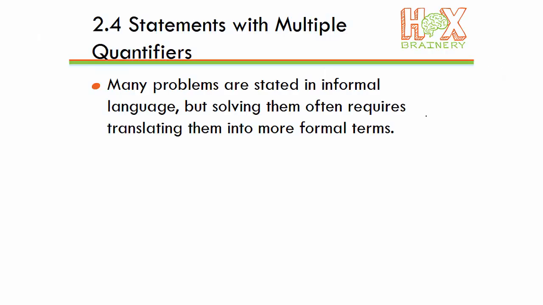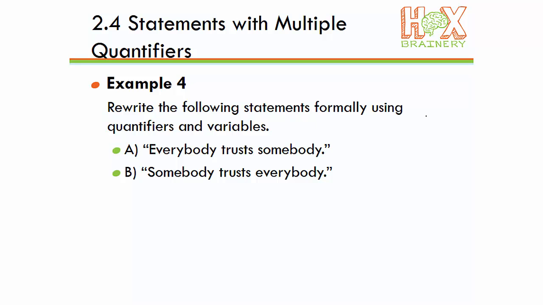So many problems are stated in informal language, but solving them often requires translating them into more formal terms. So in the last example, we went from formal to informal. And now in this example, we're going to go from informal to formal. So we're going to rewrite the following statements formally using both quantifiers and variables.